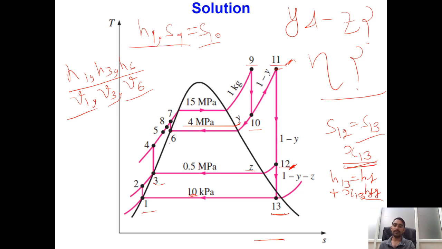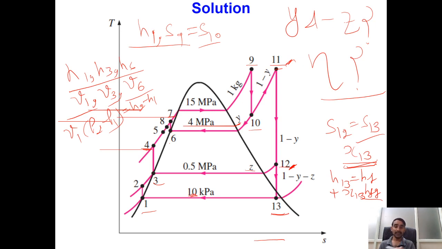Now we know that pump work is specific volume times pressure difference, so V1 into P2 minus P1. V1 is known, P2 and P1 are known, and this pump work is equal to H2 minus H1. Since H1 is already known, I can determine the enthalpy at point 2. Similarly, by using the pump work between 3 to 4, I can determine the enthalpy at point 4, and using the formulation of 6 to 7, I can determine the enthalpy at point number 7.